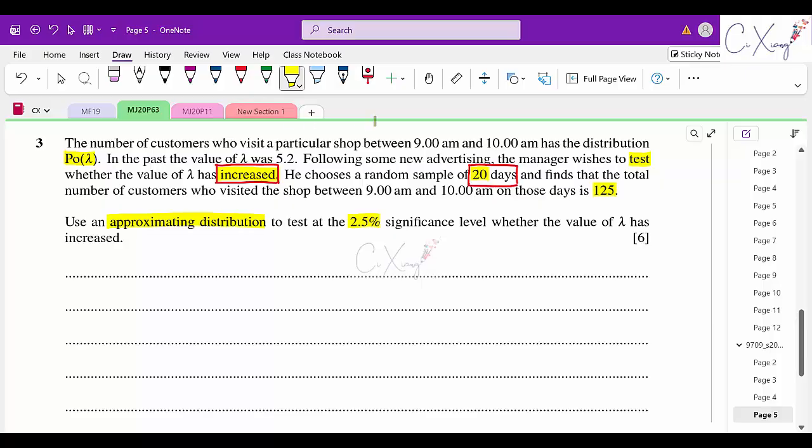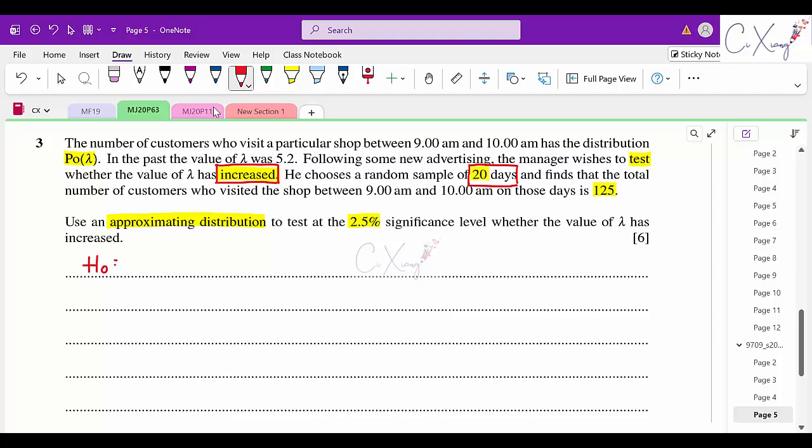First step, you need to set up the null and alternative hypotheses. And from here, you can see the keyword approximating distribution. If you have a look at the first slide, by right we should be using the Poisson distribution to carry out the test. But since they asked us to use an approximating distribution, what should we do? How can I change the Poisson to some other distribution to carry out the test? Before that, let us have a look at the detail first.